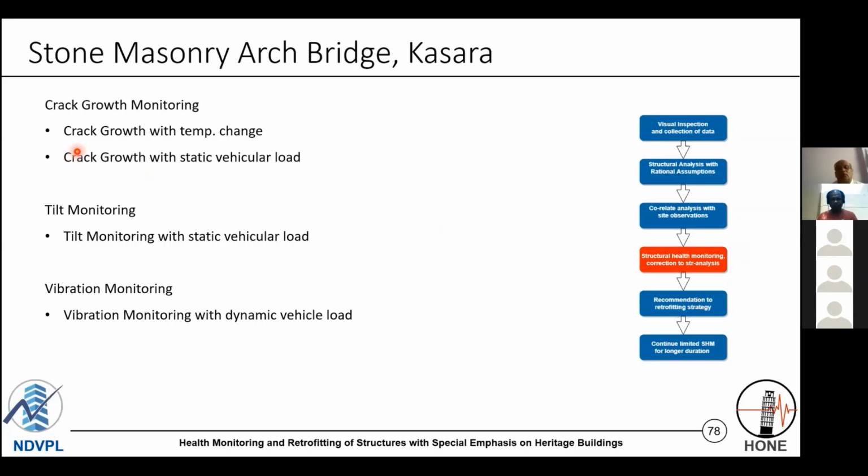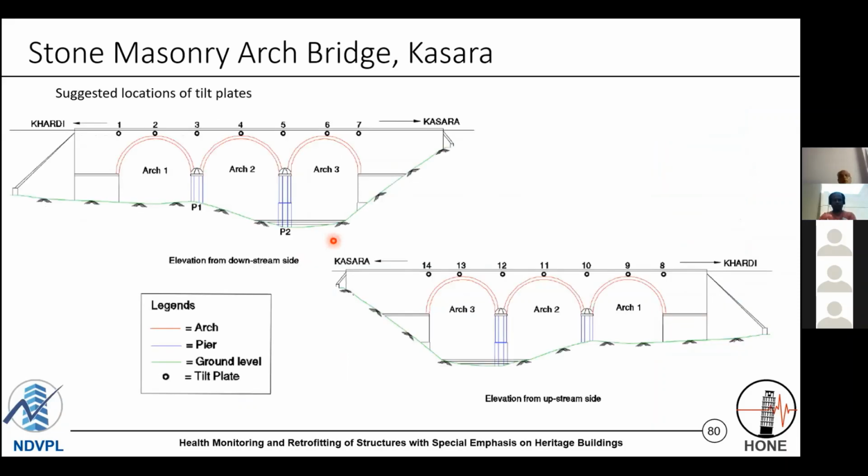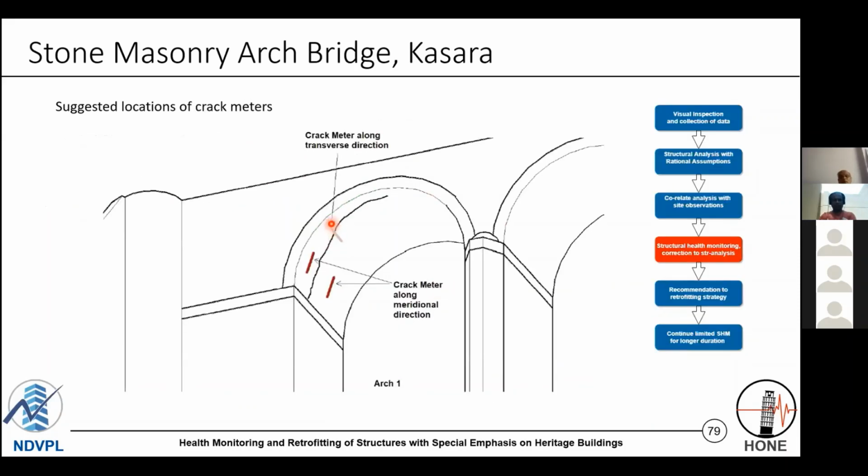We put crack meters to inspect the growth of cracks. We put tilt meters, tilt monitoring plates. We put vibration monitoring equipment. These are the crack meters which we put on this structure. This crack meter is to observe the crack width, but at the same time we decided to observe the deformation in the meridional direction to correlate the stresses in the meridional and hoop, or orthogonal, direction.